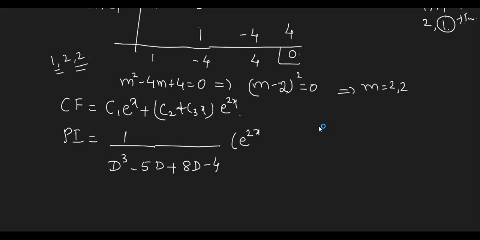So e raised to 2x plus 2 into e raised to x. According to the procedure, if you take the first exponential term, you should replace d by what quantity? By 2. If you take the second term, d should be replaced by the coefficient of x in the second term, which is 1. So can you replace both the things at once here?